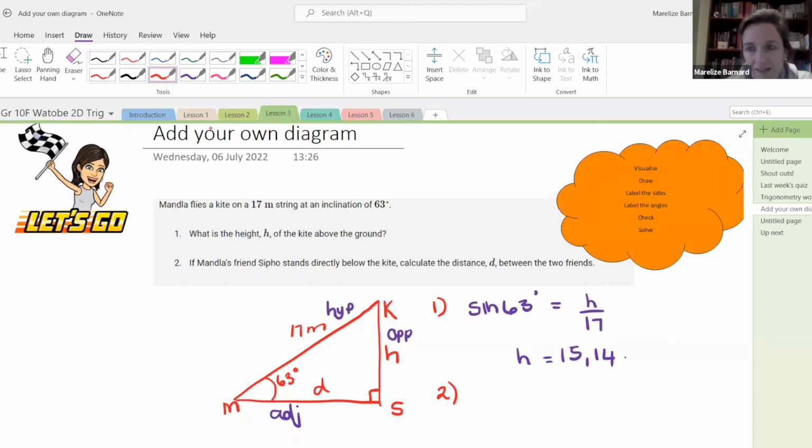Well done. And then lastly, we are going to do the side D, which is the adjacent side. Now, you've got two options here. Because you've already calculated this side here, it's 15.14, you can now use Pythagoras or you can use trigonometry to solve that last side.